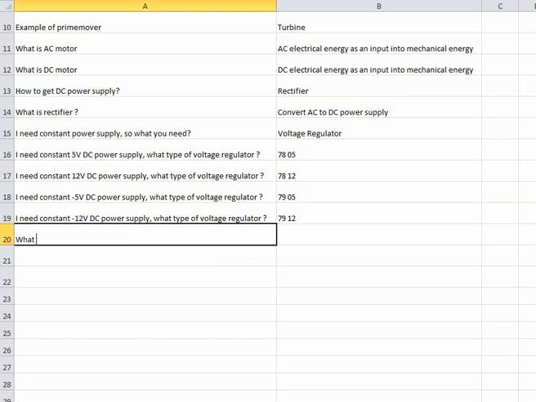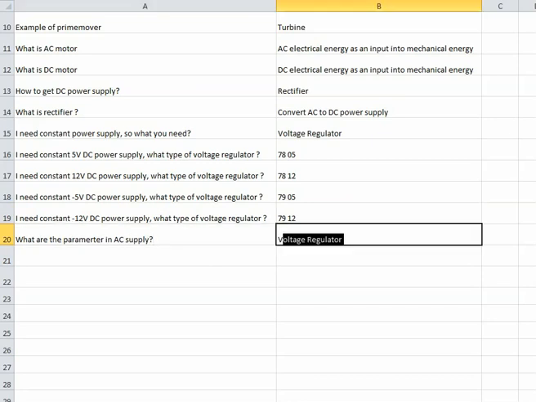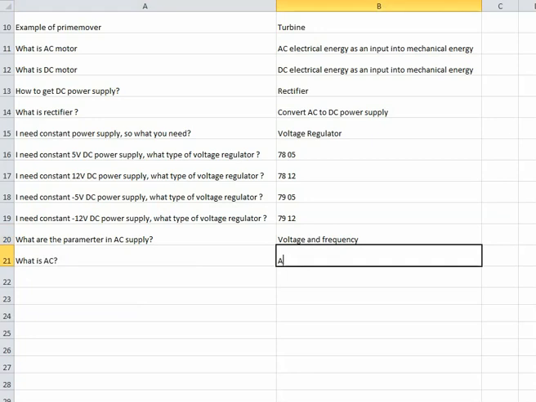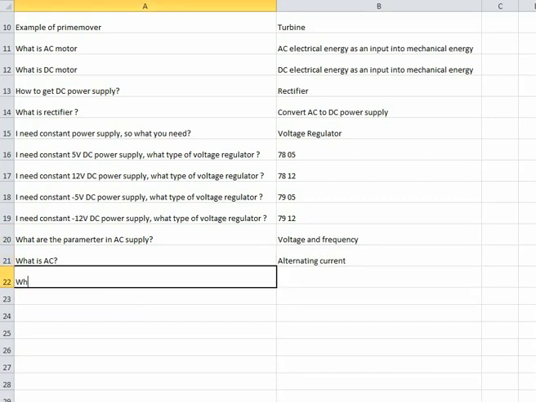Next question. What are the parameters in AC supply? Voltage and frequency. Very good. What is AC? AC means what? Alternating current. Okay. What is DC?